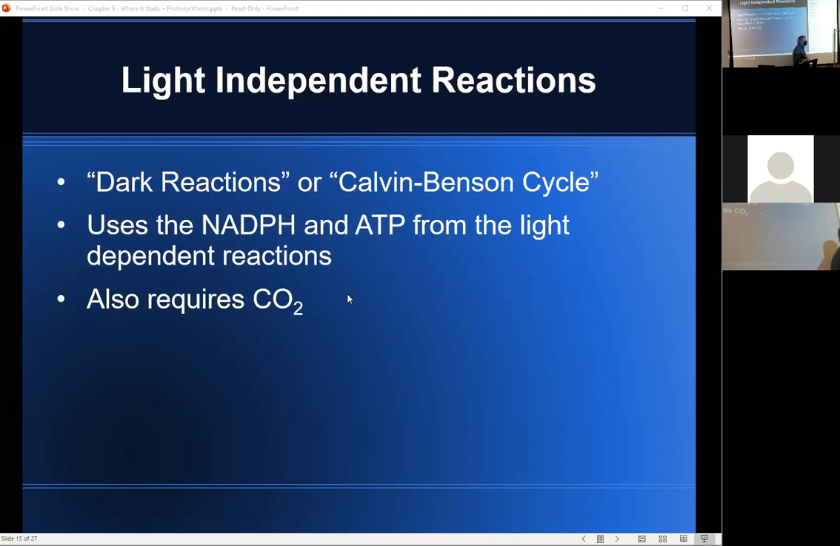Another name for these reactions is also called the Calvin-Benson cycle. That's named after the scientists that discovered it, Calvin and Benson. And there's a new term here we should probably talk about. So this is called the Calvin-Benson cycle. A cycle is a specific kind of metabolic reaction.